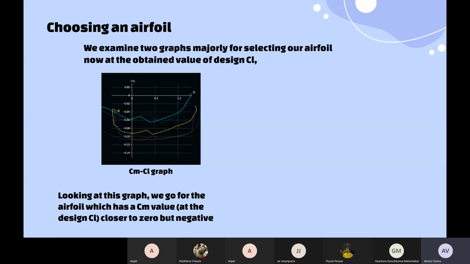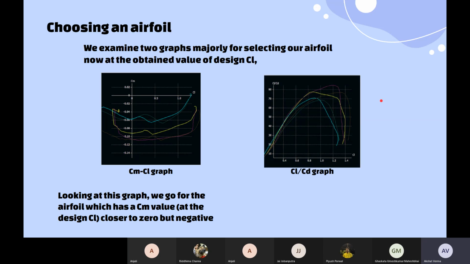So if we get very large reactions from our aircraft while it experiences very small disturbances, it will not be a feasible case. So we choose our CM value such that it is negative but closer to 0, so that it provides us appropriate reactions in case of some disturbances.